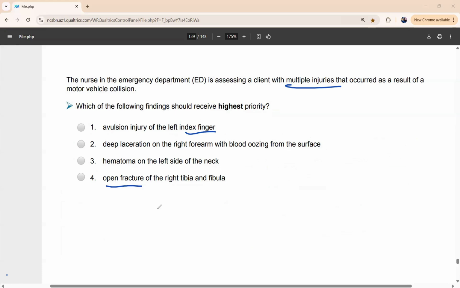Fracture doesn't hold life, so fracture cannot kill the patient. So these two kinds of injury cannot kill this patient. Now, this injury is related to bleeding. This injury as well is related to bleeding. They are both bleeding because this is hematoma. Hematoma is bleeding under the skin, blood oozing from the surface. Obviously, you can see it coming out from the surface.